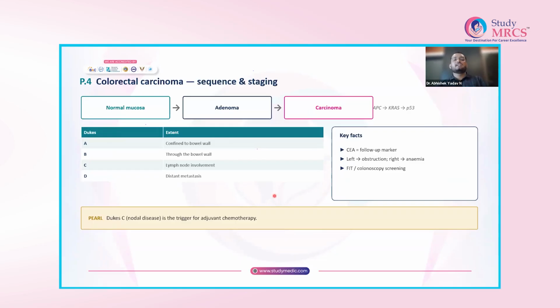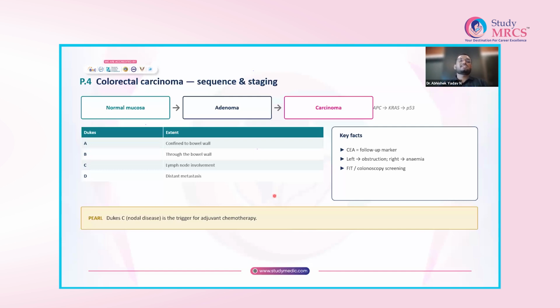As we see here in this slide, first there will be a normal mucosa. The normal mucosal cell will develop into an adenoma if there is a mutation in the APC gene. Once the APC gene loses its function, then the oncogene KRAS activates. Then the hyperplasia becomes a dysplasia. Once a tumor suppressor gene like P53 gets mutated, this dysplastic cell will eventually become a neoplastic cell. That's how the adenoma carcinoma sequence occurs, because of mutations in the tumor suppressor genes as well as the oncogenes.